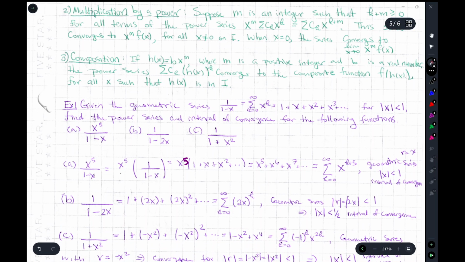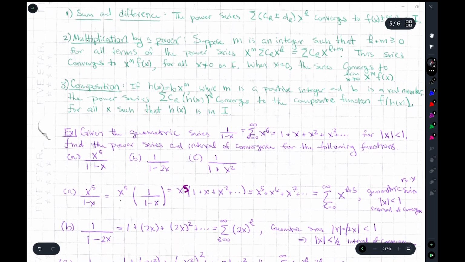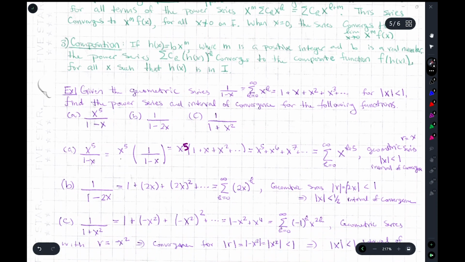What about 1 over 1 minus 2x? Well, this is now the domain of composition. We're going to take h(x) equal to 2x here, and what we could do is, instead of 1 plus x plus x squared, wherever we see an x, we plug in 2x, and we get now this series for that. Okay, and this is a geometric series.